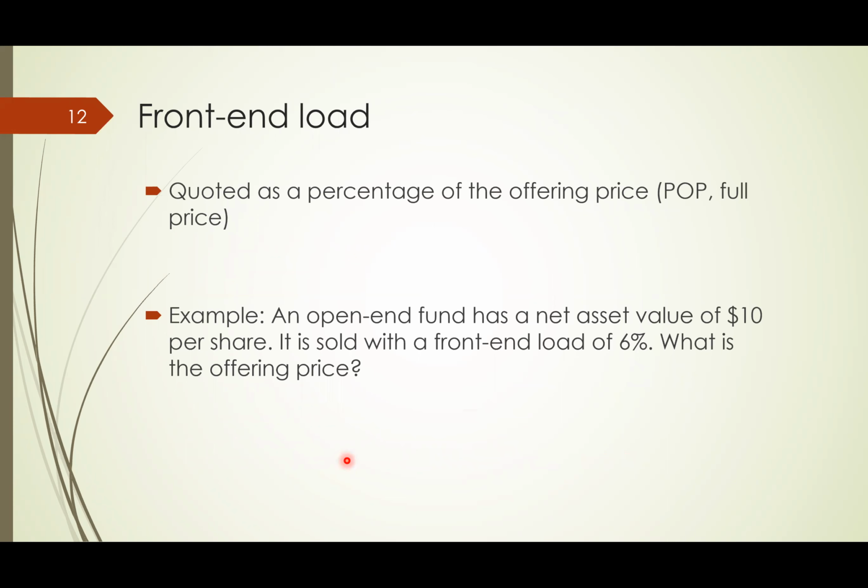So let me go back to front-end load. Front-end load is quoted as a percentage of the POP, the full price or the offering price, okay? So in other words, the full price is the sum of net asset value plus the load. And the load is the percentage load times POP. So if we move the NAV to the left-hand side, NAV is equal to the full price POP times 1 minus the percentage load. Therefore, POP is net asset value over 1 minus the percentage load.